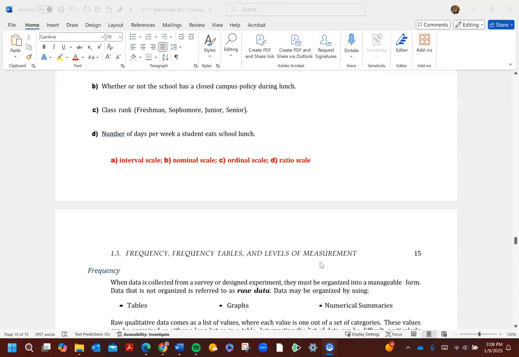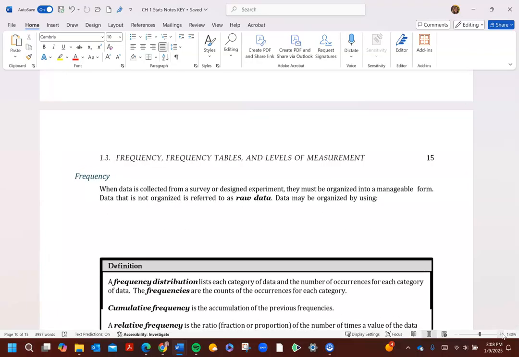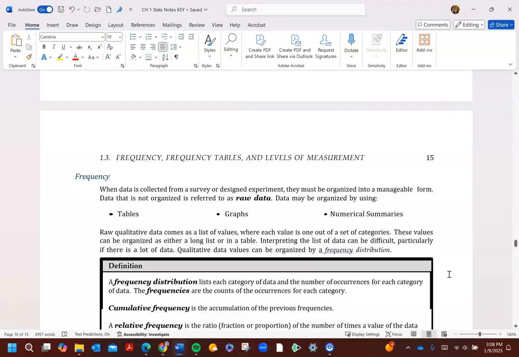And next we're going to look at frequency and how we use that. When data is collected from a survey or a designed experiment, they must be organized into a manageable form. Data that is not organized is referred to as raw data. Data can be organized using tables, graphs, and numerical summaries. So when we do some of our activities, I'm going to say, I want you to collect raw data, go on the internet, find some raw data, or I'll give you a raw data set. That's what I want you to use, not a pre-done graph.